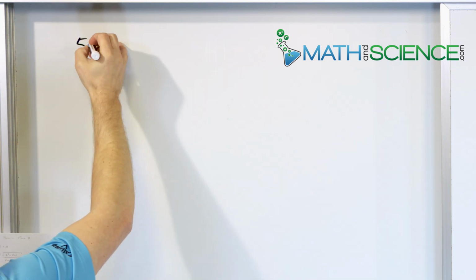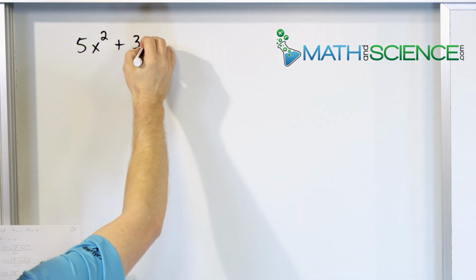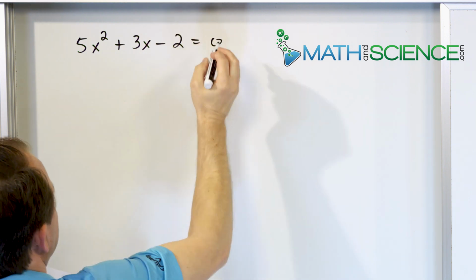So for instance, if we have the quadratic equation 5x squared plus 3x minus 2, we're going to say that that's equal to 0. How do we solve that?